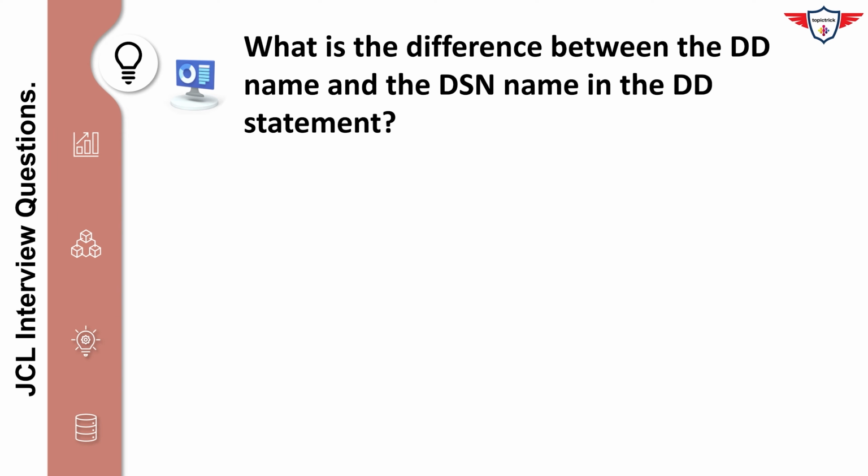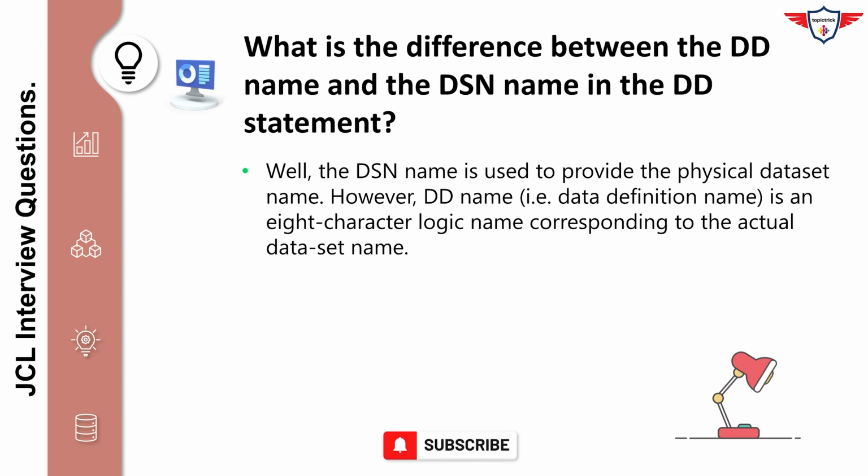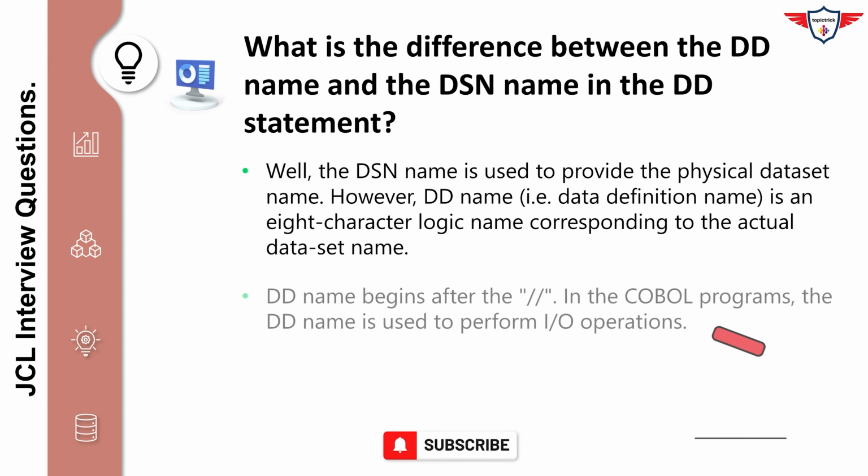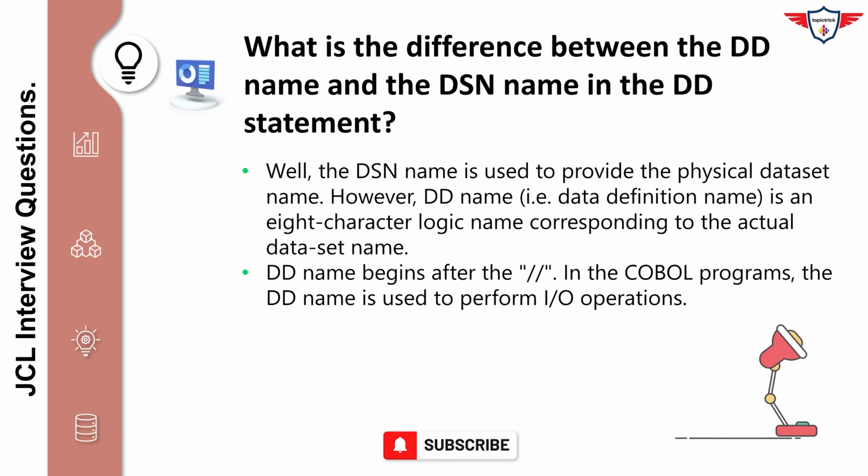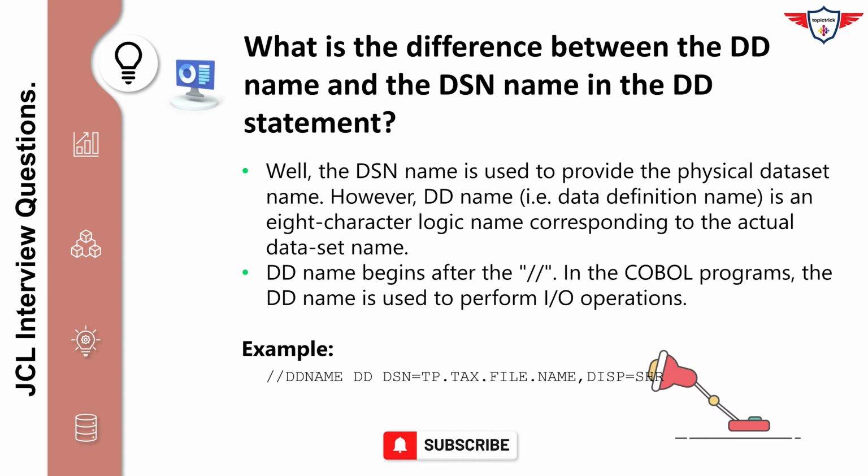What is the difference between the data definition name, that is DDNAME, and dataset name, that is DSN? Well, the DSN is used to provide the physical dataset name. However, DDNAME, that is, data definition name, is an 8-character logical name corresponding to the actual dataset name. DDNAME begins after the //. In the COBOL programs, the DDNAME is used to perform I/O operations.